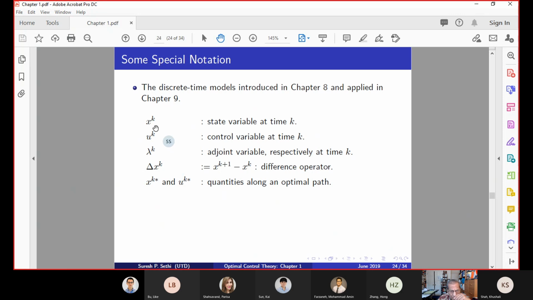In discrete time, instead of x of t, we're going to put xk, that's time k, uk, lambda k, which is the adjoint variable. The difference will be xk plus 1 minus xk, which is what x dot becomes in discrete time. Then we will have a right-hand side: the left-hand side will be this, and the right-hand side will be the function f. That's called delta xk. This is the same as, or similar to, dx/dt. And the optimal path will be designated by xk star and uk star.